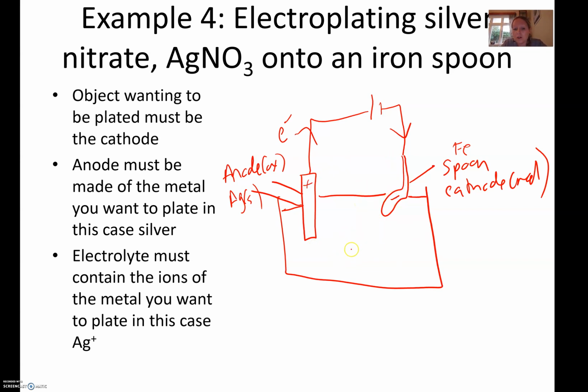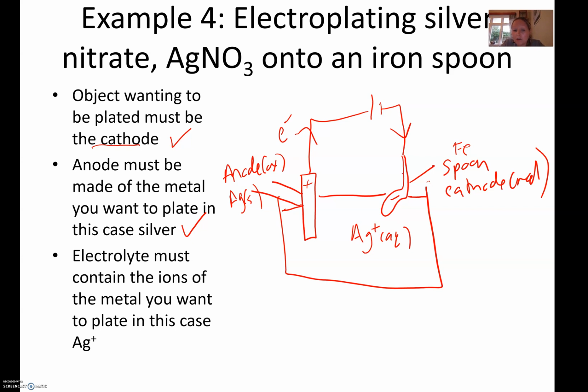So to work out what goes in the electrolyte, these are all the rules, by the way, down the left. The object that you want to be plated must be the cathode. We've done that. That's the spoon. The anode must be made of the metal you want to plate. We've done that. It's silver. The electrolyte must contain the ions, so it must contain silver ions that we want to plate.